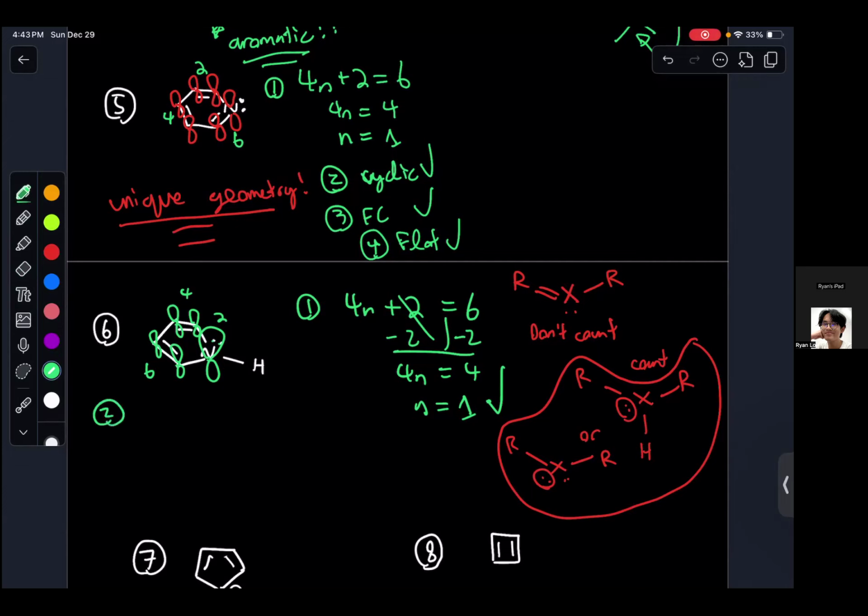So let's move on. Is it cyclic? Yeah, I'd say so. Is it fully conjugated? We just had a huge tangent about that, so yes, it is fully conjugated. It can do resonance without violating the octet rule, so that works. Flat, yeah. So congratulations, you are aromatic.